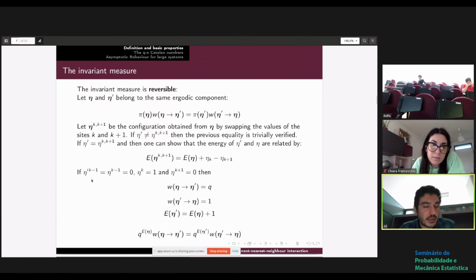Now you can just replace this energy by the expression of the invariant measure and verify that the equality here holds. Of course, this has to be true only if eta prime k minus 1, eta k minus 1 is 0. Otherwise, it's again trivially true.